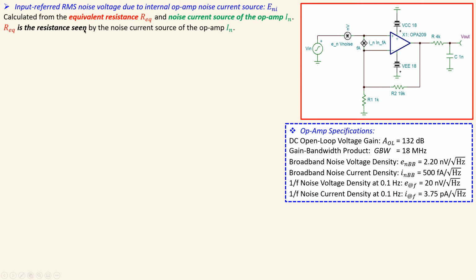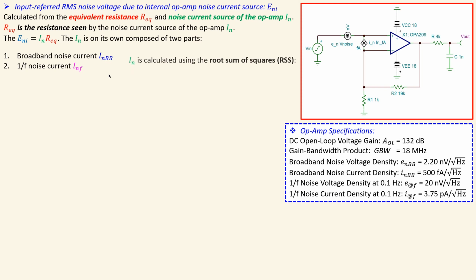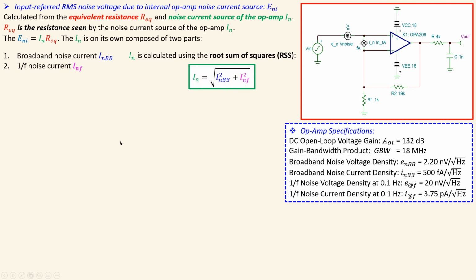Equivalent resistance is the resistance seen by the noise current of the op-amp. So this source will see a resistance effectively, and that is then determined and used to calculate the E sub Ni, and E sub Ni is then calculated using Ohm's law, just current times resistance. But E sub Ni on its own is also composed of two parts, as we have also for the noise voltage. It is composed of the broadband noise current and also the 1 over F noise current. And that is also again calculated using the root sum of squares, using this formula.